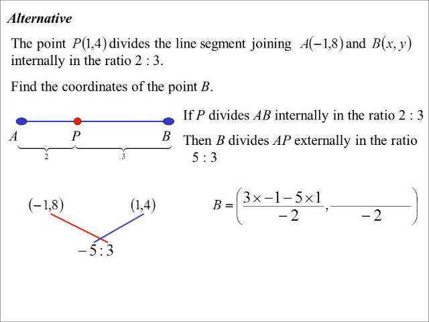Negative 5 times 1, there's the x. 3 times 8, negative 5 times 4, there's the y. And we end up with the same answer, 4, negative 2. So that's an alternative way. You can just rethink the question, make it something you're more familiar with.